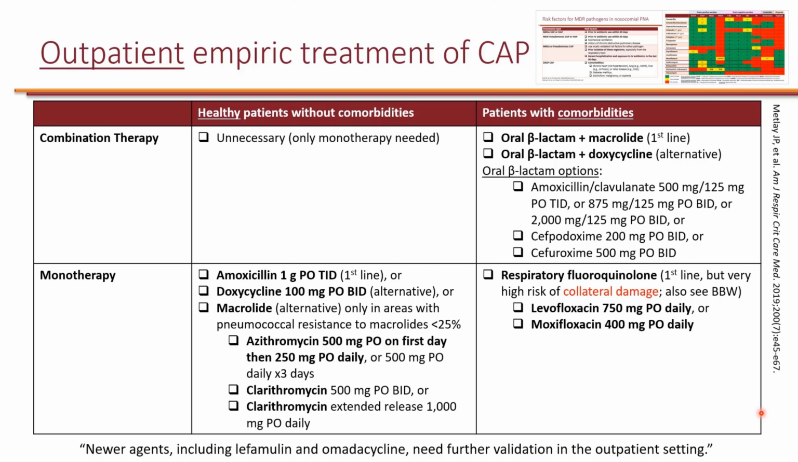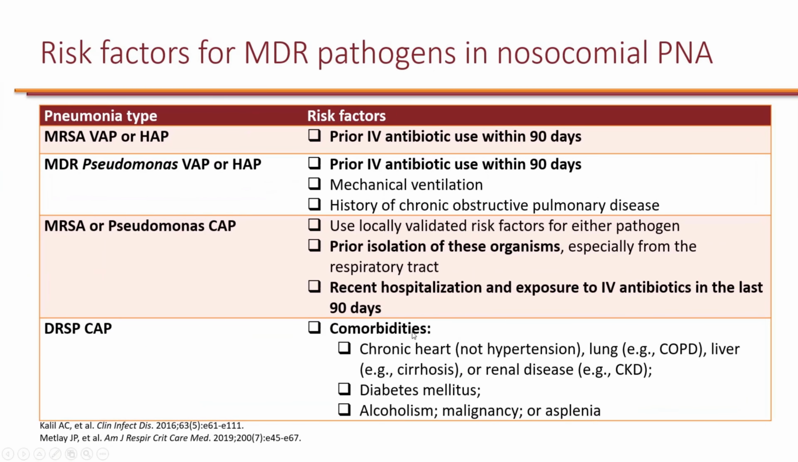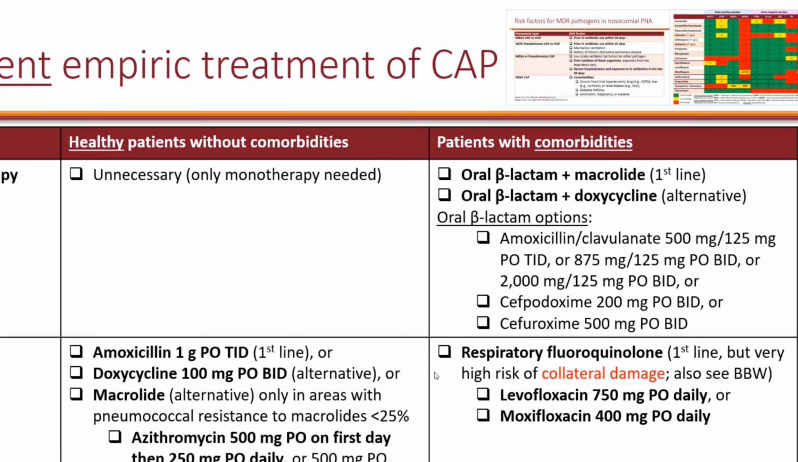Now, for outpatient management of CAP, we are limited to oral therapy. So we are limited to antibiotics that are actually available as oral therapy. The first thing we consider is that we actually break patients into two groups. One group would be the healthy patients without comorbidities, and these patients are less likely to have drug-resistant Streptococcus pneumoniae. The second group would be those with comorbidities, and those comorbidities we went over previously basically include chronic heart, lung, liver, or renal disease, as well as diabetes, alcoholism, malignancy, or asplenia.